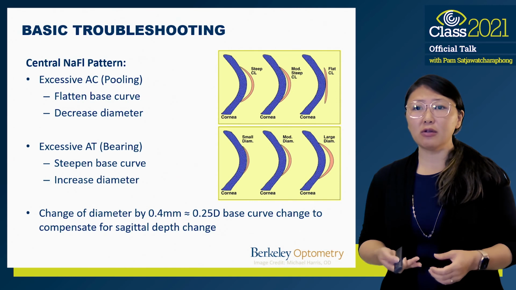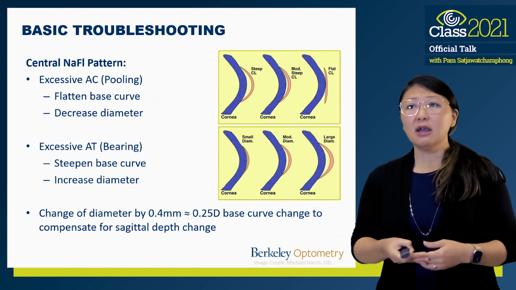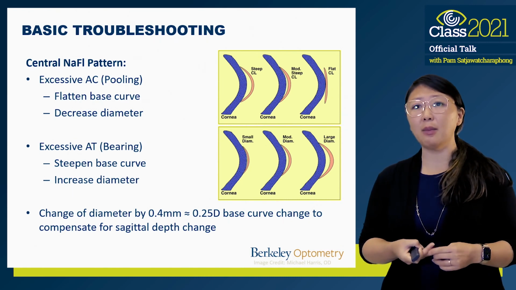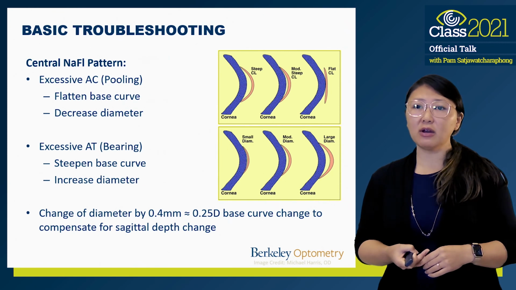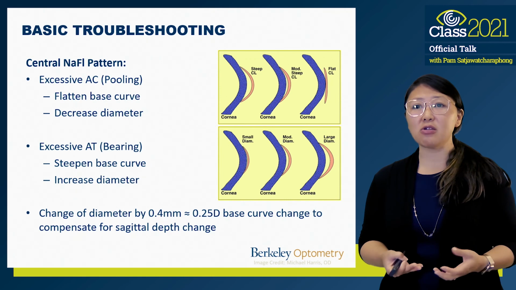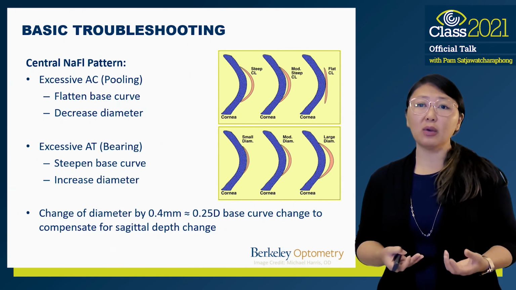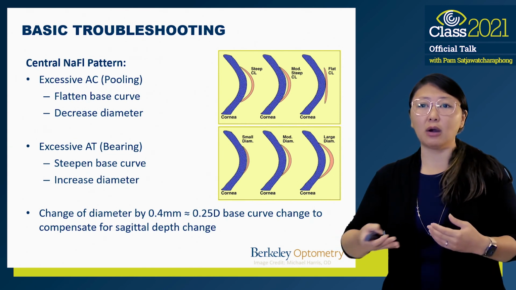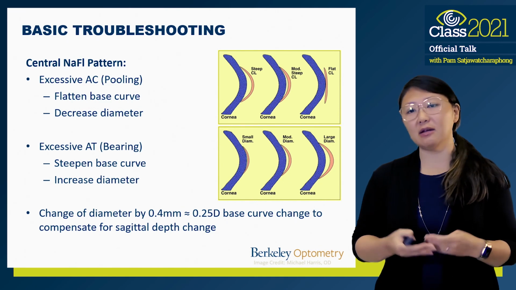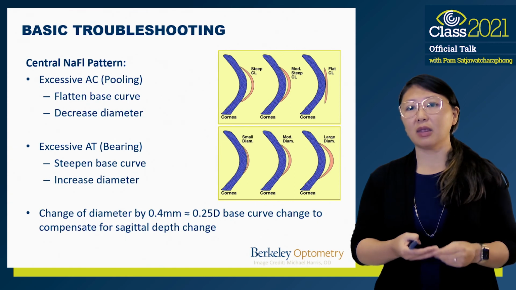A lot of times larger diameter lenses are going to have a higher sagittal depth, and this will give the appearance of more pooling. So either one of these options is a possibility, although I'd say for the majority of people, flattening the base curve is usually that first best step. If you have too much touch or too much bearing, you can do the opposite. You can steepen that base curve, or you can also increase the diameter to get more space or more pooling effect underneath the lens.